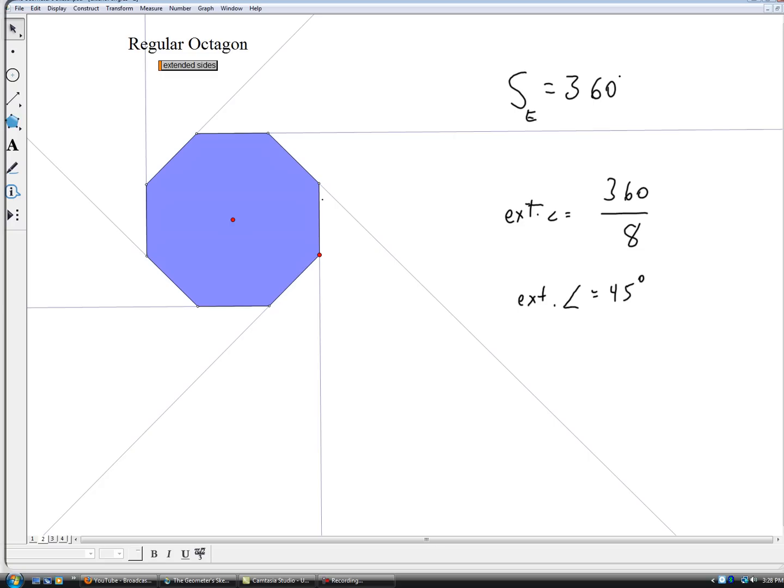So I can go in here now, and since this is regular, it means that all of these exterior angles will be congruent to each other. 45, 45, and what we can do here is work backwards using what we know about exterior angles to then figure out what the interior angle will be. So what's our linear pair with 45? 135. So this is another way to figure out that each interior angle of a regular octagon will be 135 degrees.